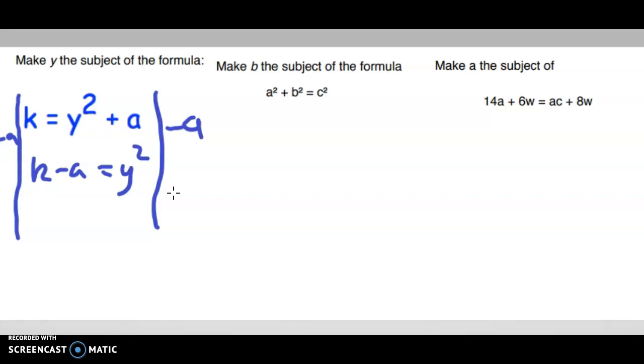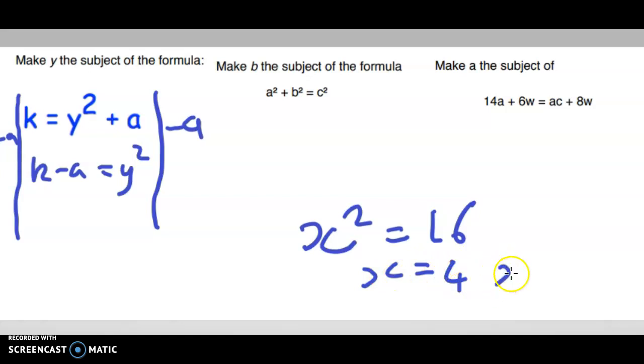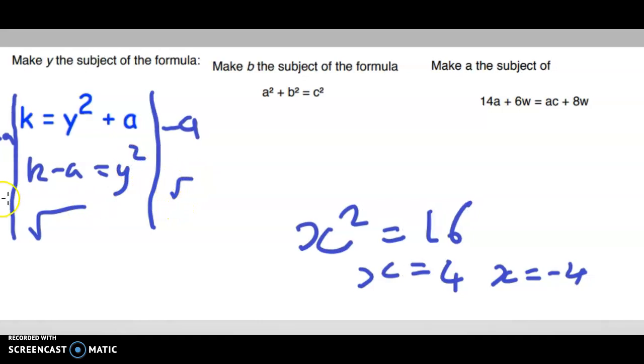If you had a question that looked like x squared equals 16, the two numbers that could have made that, well, x could have been 4, but it also could have been minus 4, because minus 4 times minus 4 is 16 as well. So if you want to square root this, and that's what you should do to get rid of a square, your square root of k minus a is y, so that's what we did here. The square root of 16 is 4, but you need to accept that there should be a positive and a negative version of this. So we want to make sure that we include both in our answers.